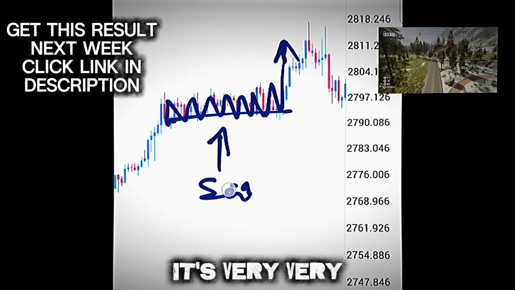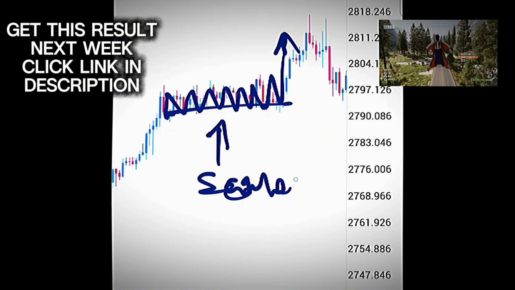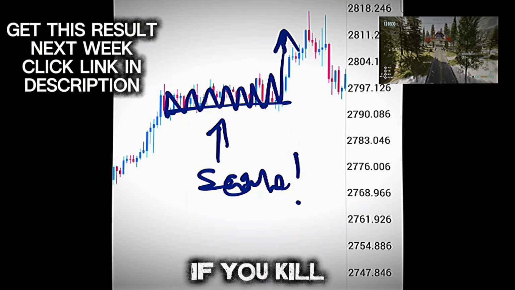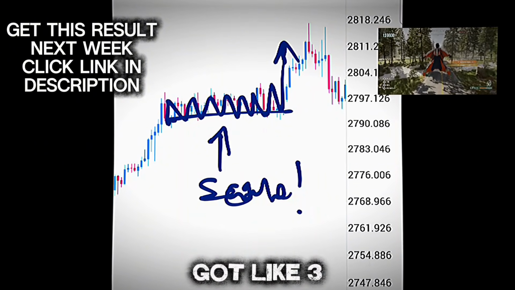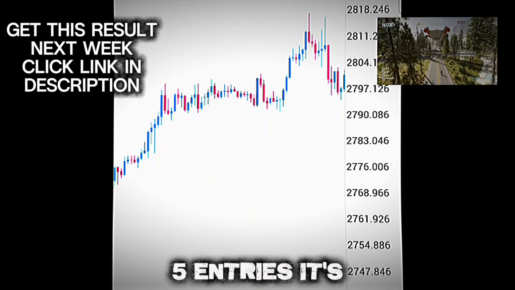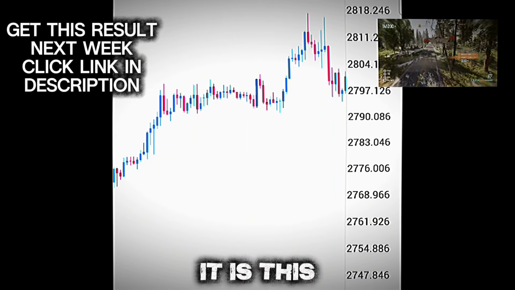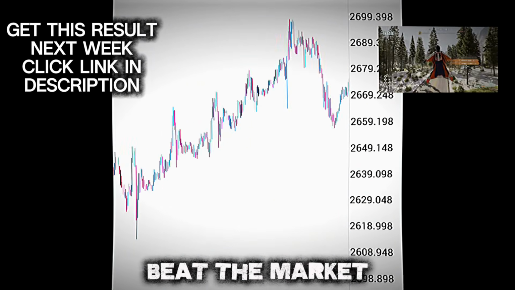It's very simple. You can just scale this one. If you scale this one too, you would have got like 3, 4, 5 entries. It's crazy. This is how it is. This is how you beat the market.